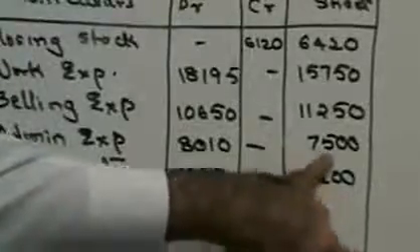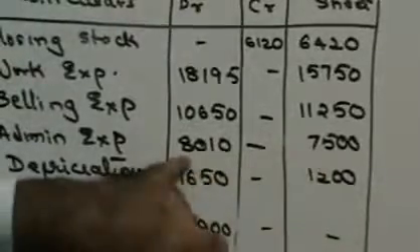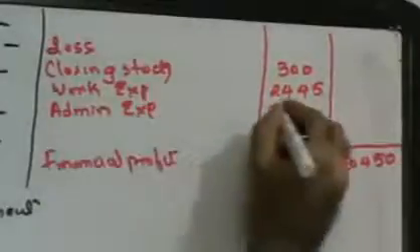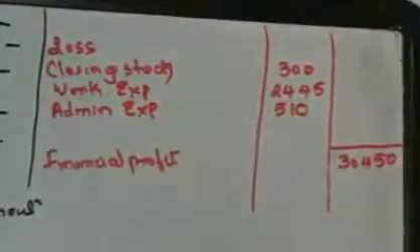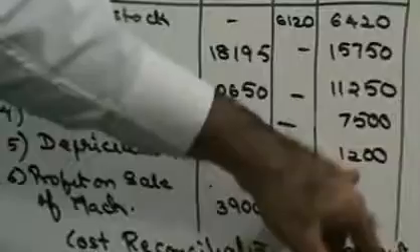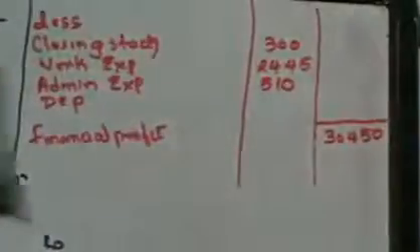Right? Next, admin expenses is 7,500 here, 8010 here. It is less in cost sheet. Less is less. So you put this in less column. So this is going to be admin expenses, 510. Right? Next, depreciation is 1200 here, 1650 here. It is less. Less is less. So in that case, this is going to be depreciation here. How much is it less by? 450? Yes.